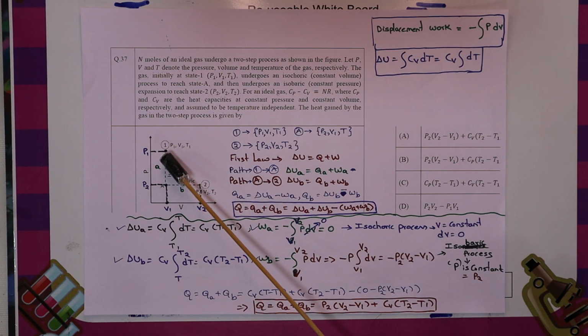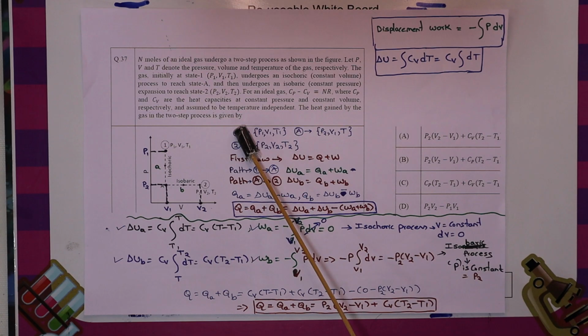Okay, let us do that. That means you are supposed to find out Q, right? You have to take the help of the thermodynamics first law, and state 1 variables are represented by P1, V1 and T1.